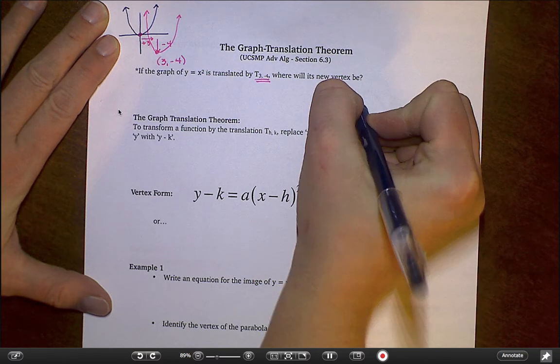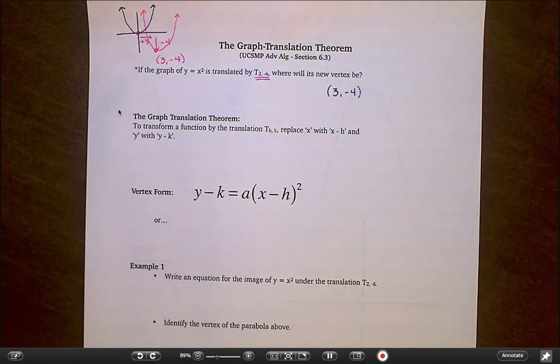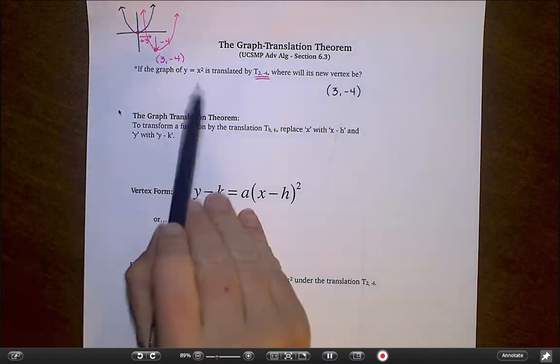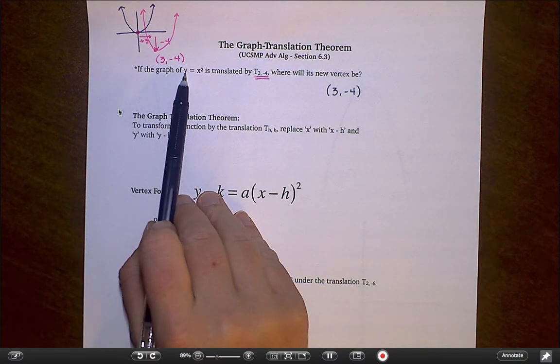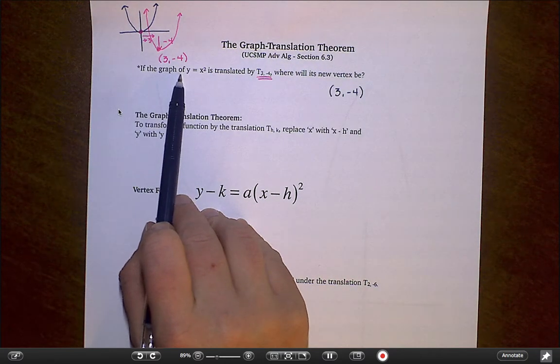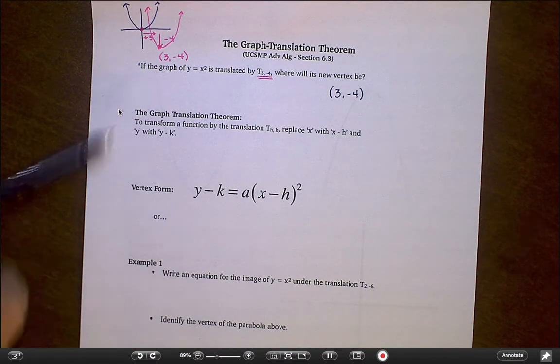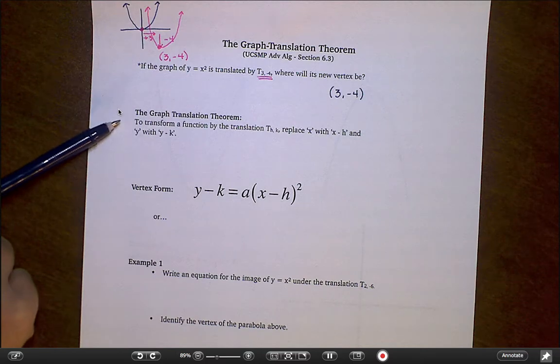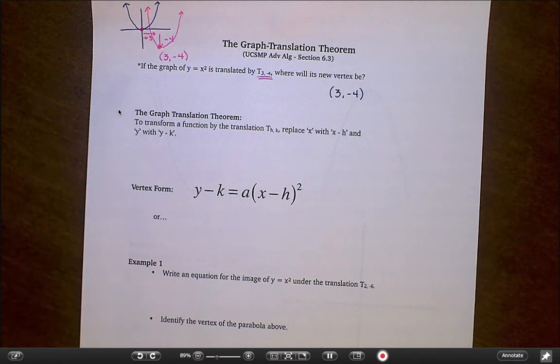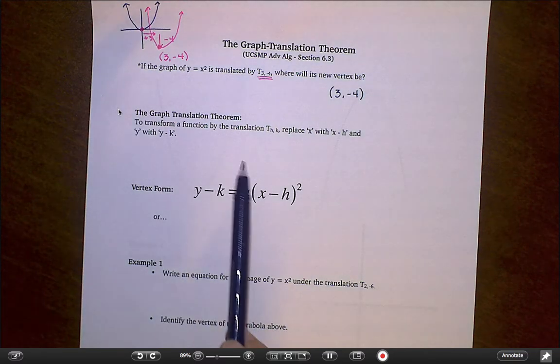That's going to be an important thing as we kind of move forward here, because we're going to take this function here, y equals x squared, and talk about how to do a translation like we just did, and then write a new equation for it. And we have a theorem that helps us do that. This is called the graph translation theorem. Technically, the graph translation theorem works on any function, not just quadratics, but today we're just talking about quadratics. So here's the wording of the theorem.